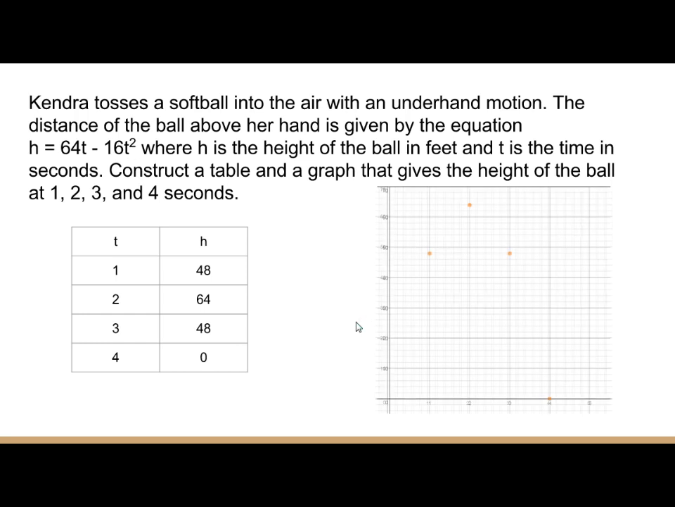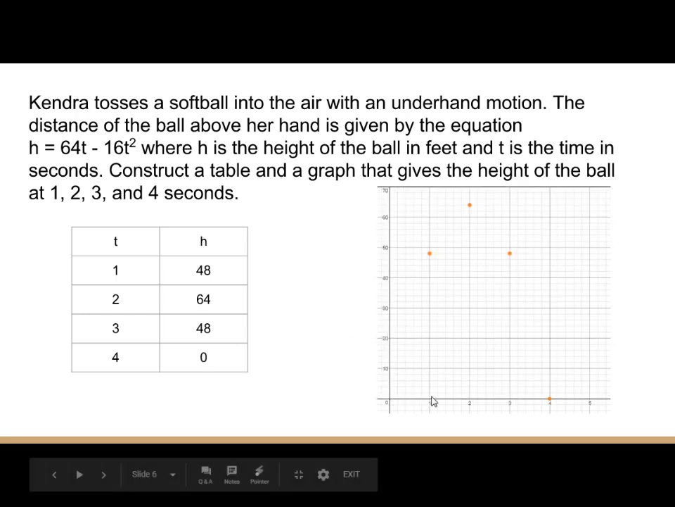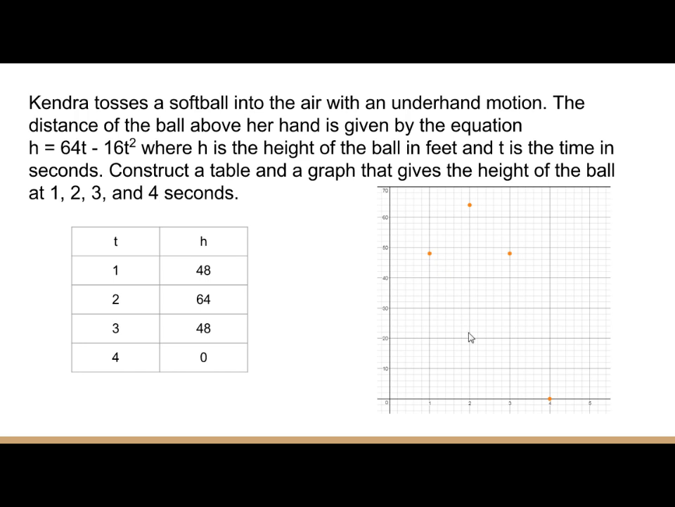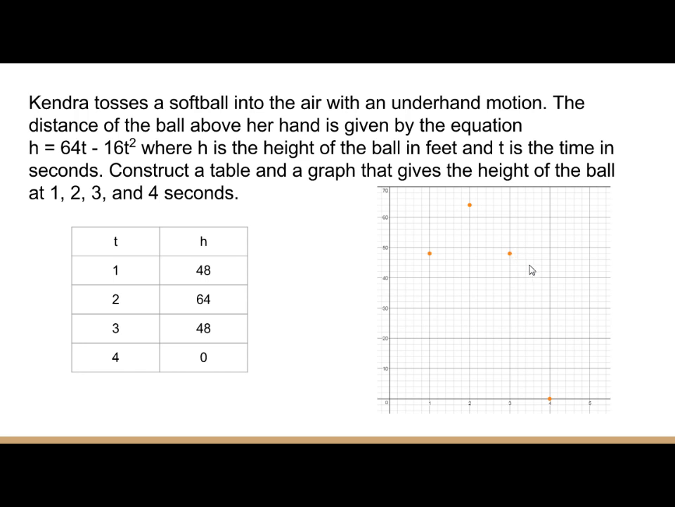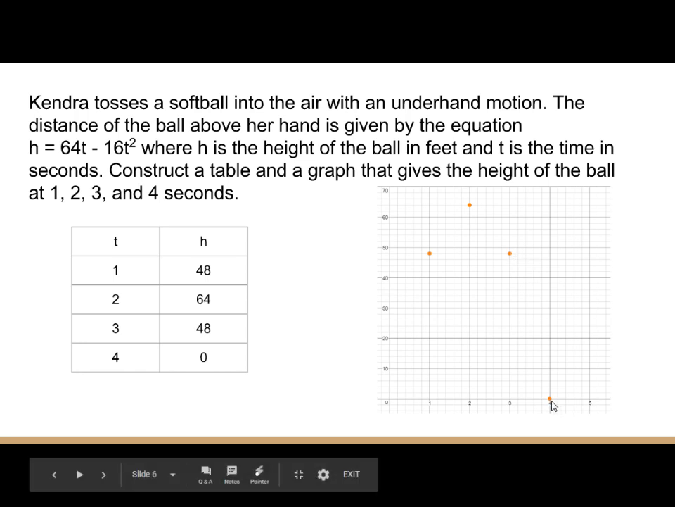So if we plot those points, it would look like this. After 1 second, the ball is 48 feet up in the air. After 2 seconds, we're all amazed at how high she can throw it up in the air, 64 feet. And then 48 again, 0. So after 4 seconds, it's back on the ground.